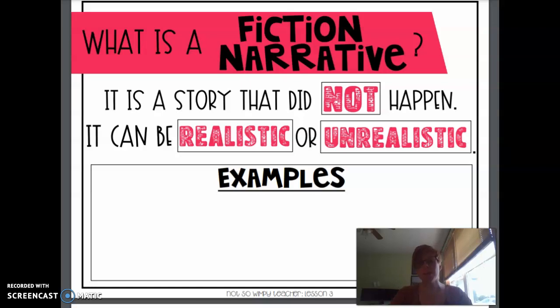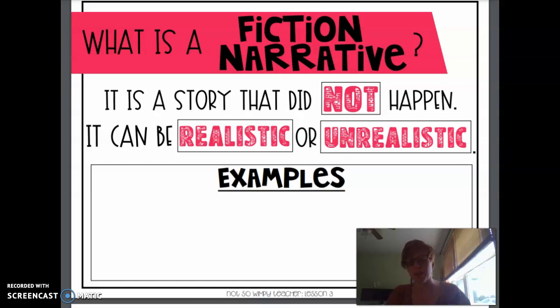All right, friends, let's talk about a fiction narrative. Now, the other day we decided that a fiction narrative is a story that did not happen, but it can be realistic. Things in your fiction narrative could happen. They could be true, or they could be unrealistic.